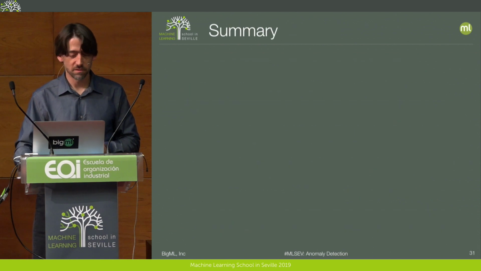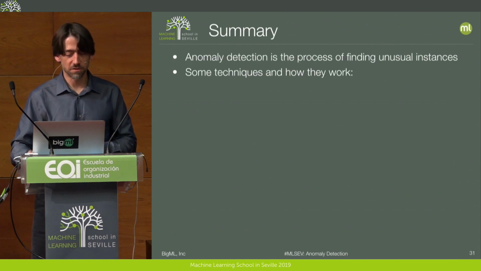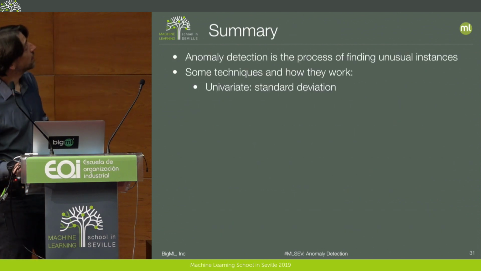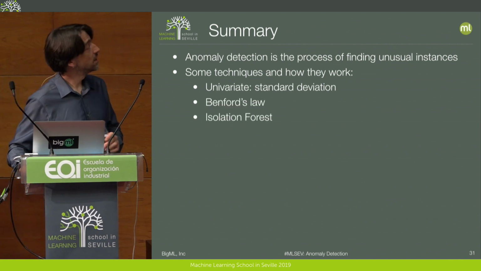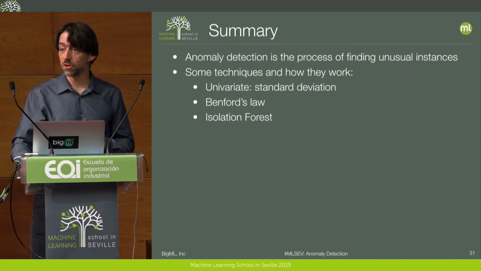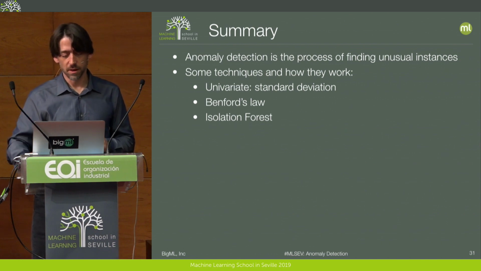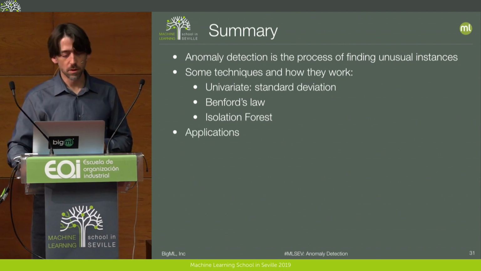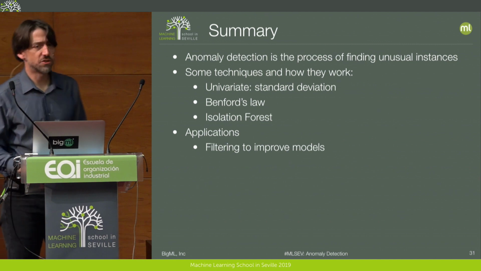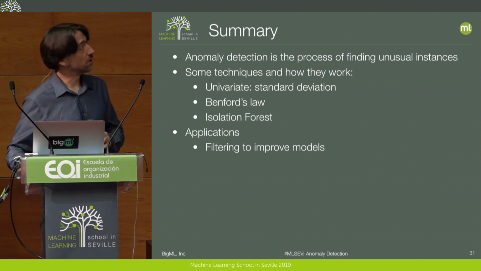Okay, so anomaly detection is a process of finding these unusual instances. I showed you some techniques: univariate standard deviation, at least I whipped through them, Benford's law, and the isolation forest, that's what the algorithm is called, by the way. You can control the number of trees and a few other parameters, but it's not super important. Basically doing a one-click most of the time is all you need. Works pretty well.